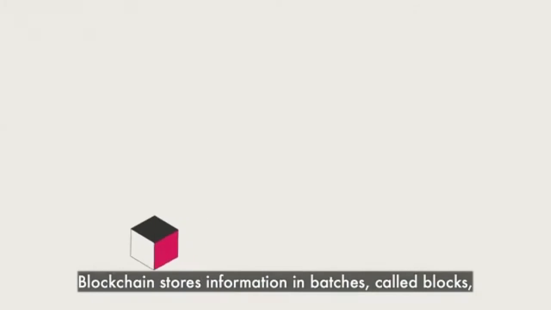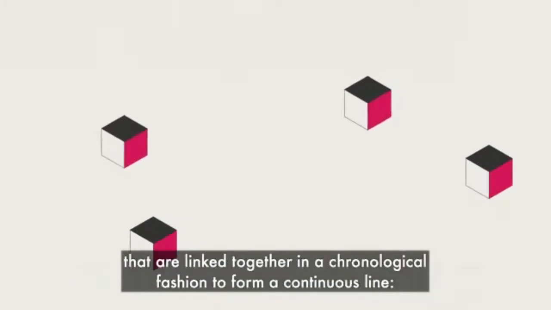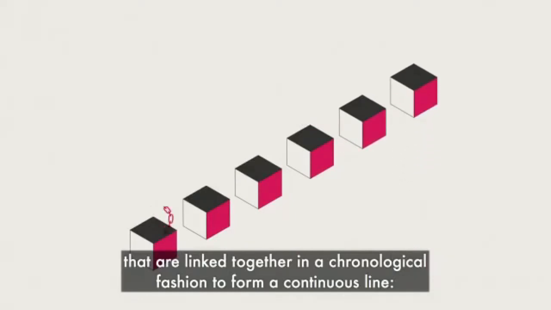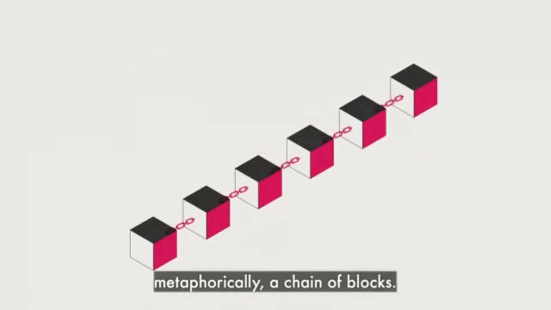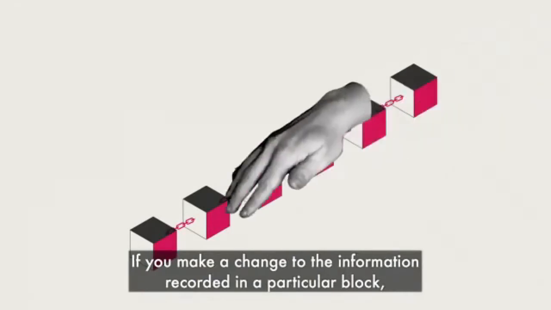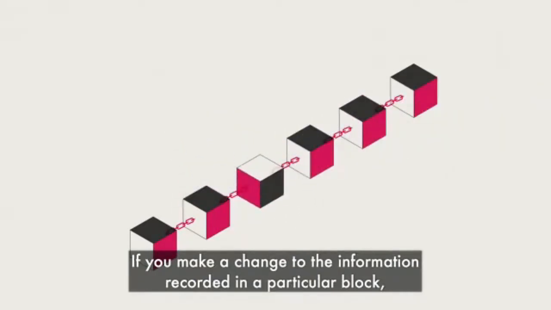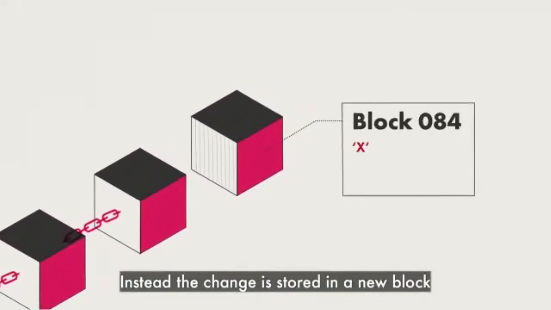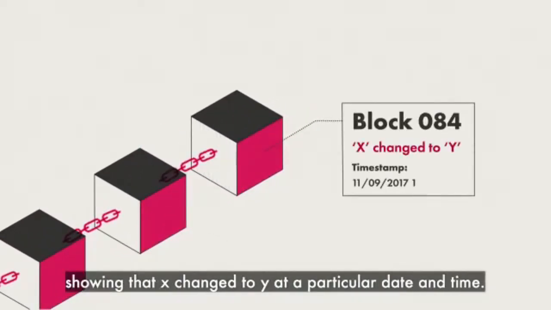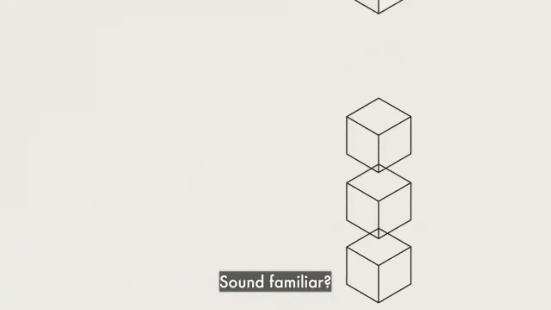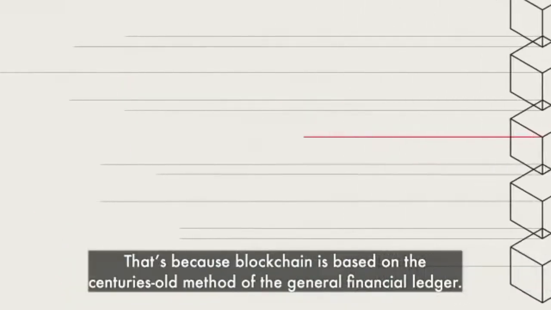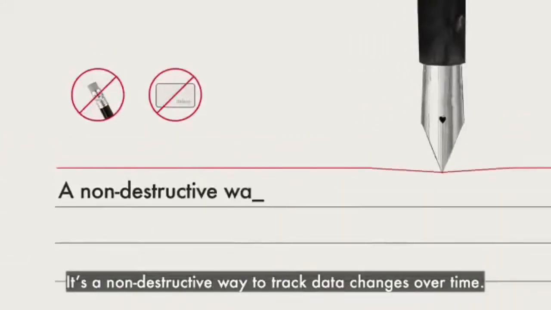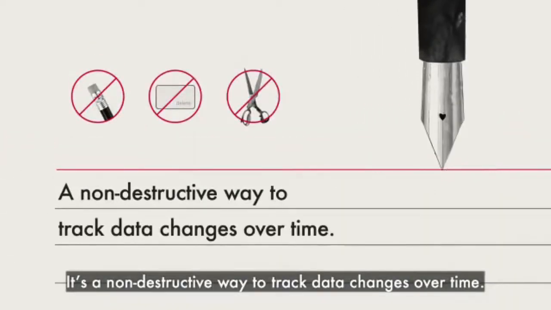Blockchain stores information in batches called blocks that are linked together in a chronological fashion to form a continuous line, metaphorically, a chain of blocks. If you make a change to the information recorded in a particular block, you don't rewrite it. Instead, the change is stored in a new block, showing that X changed to Y at a particular date and time. Sound familiar? That's because blockchain is based on the centuries-old method of the general financial ledger. It's a non-destructive way to track data changes over time.